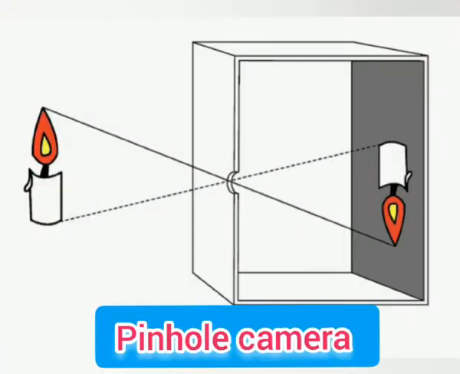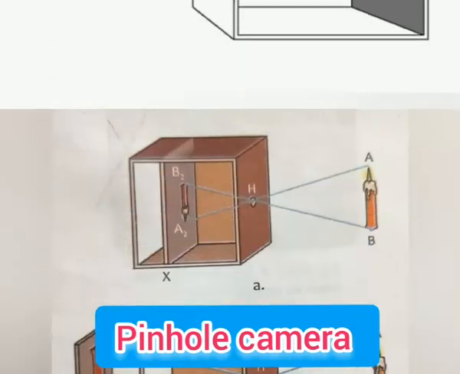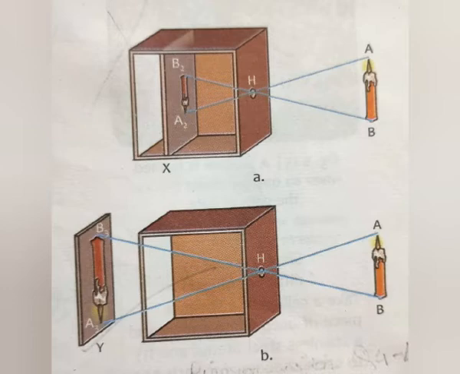Now next topic is pinhole camera. A pinhole camera is a simple device used to take photographs of stationary objects. It works on the principle that light travels in a straight line. Working of a pinhole camera. A pinhole camera consists of a box with a small hole in one side and a screen of greased paper at the other end. When we place a lighted candle AB in front of pinhole H of the camera, rays from the flame will travel in all directions.